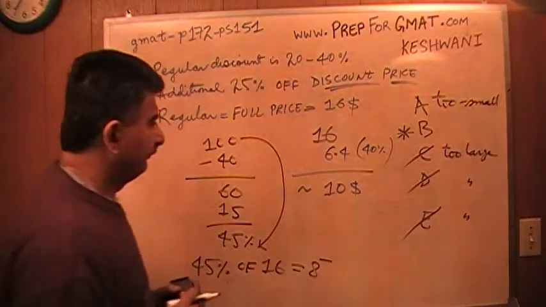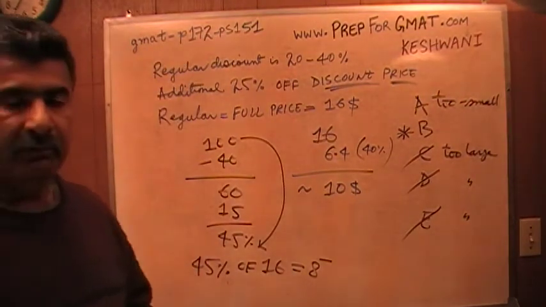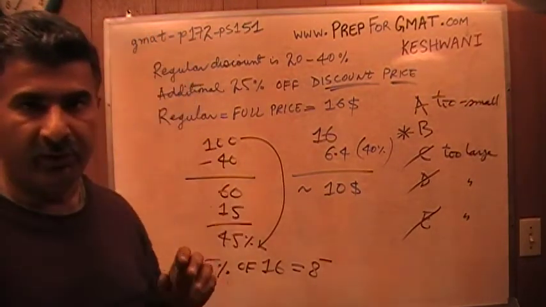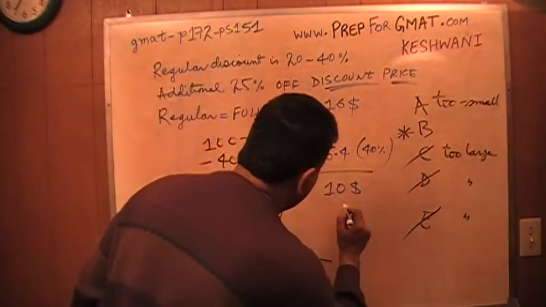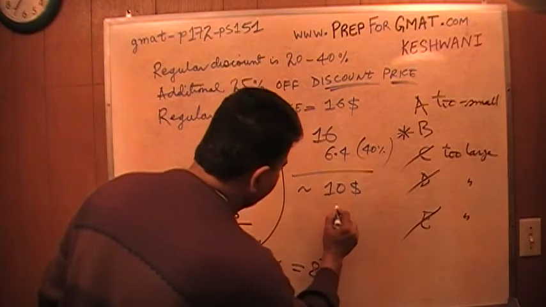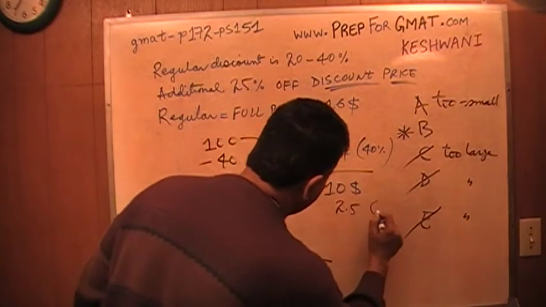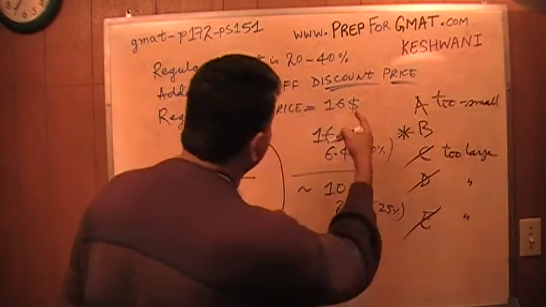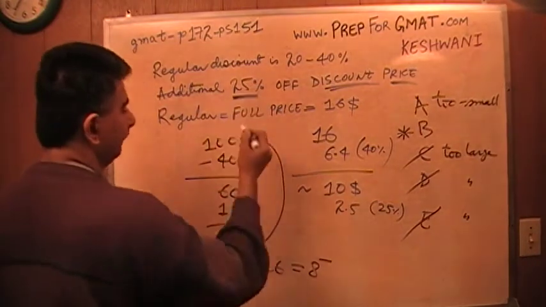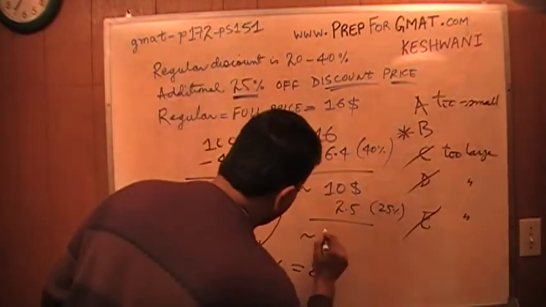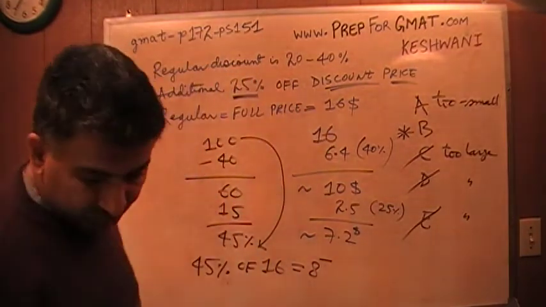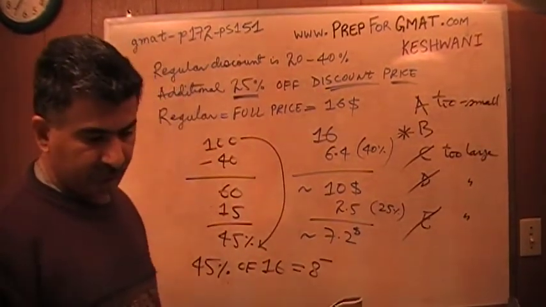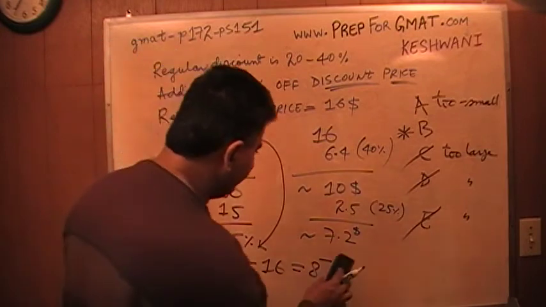Why $10? Why don't I worry about the 40 cents? Because I'm not doing open heart surgery. I don't have to be so precise. Then I take another 25% off. 25% of $10 is $2.50. This represents the additional 25% right here. So the answer is approximately $7.20. This is the approximate answer. Let's see which one comes closest to $7.20. Or rather $7.50.